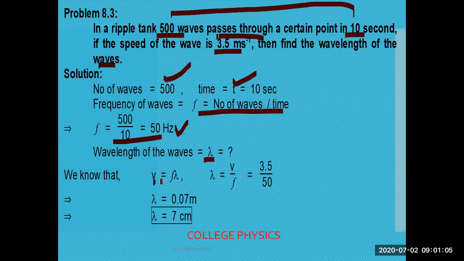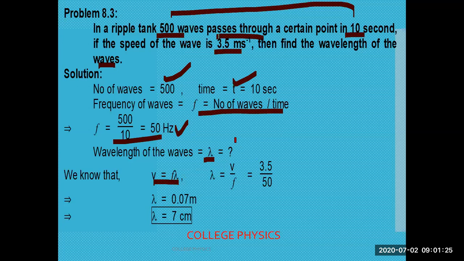Up to this point, what you have observed is that sometimes speed and wavelength are given, and you are asked to calculate frequency. Sometimes wavelength and frequency are given, and you are asked to calculate speed. Sometimes speed and frequency are given, and you are asked to calculate wavelength, like in this case.